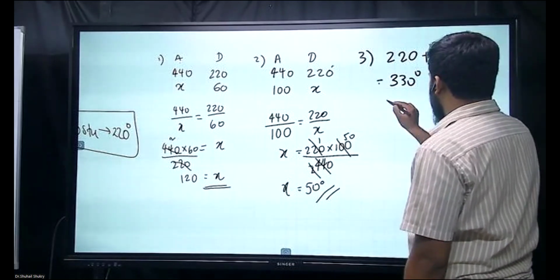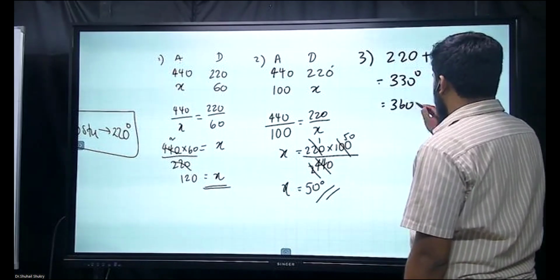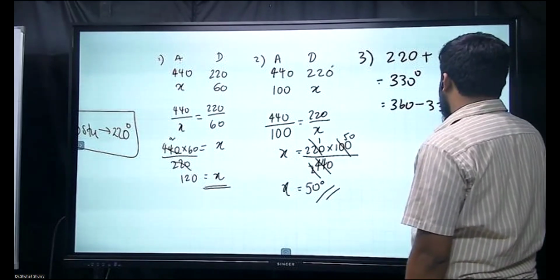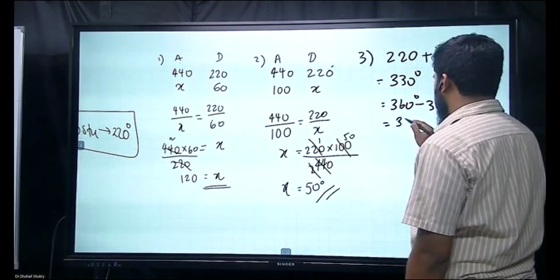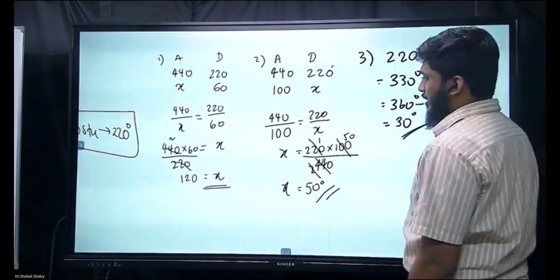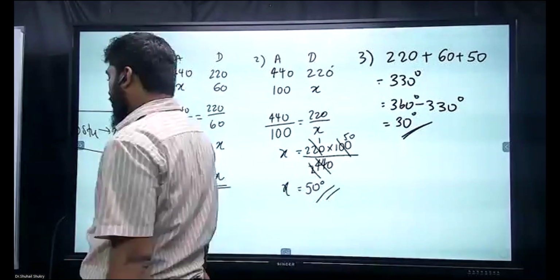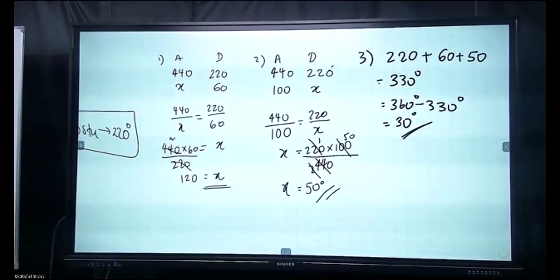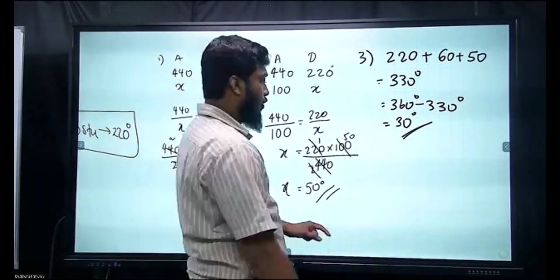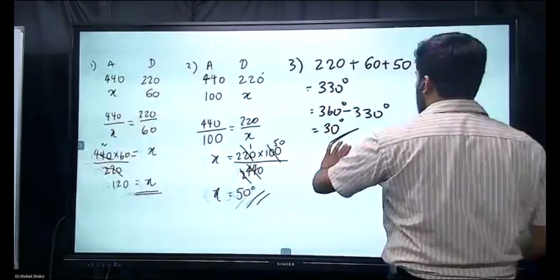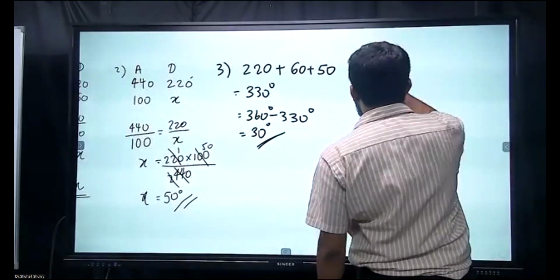So what you can do is 360 minus this 330. So what do you get? 30 degrees as the answer. Music 30 degrees. Next one, number 4, find the number of students who like music. Now you want to find the number of the people who like music. Now you know the angle.